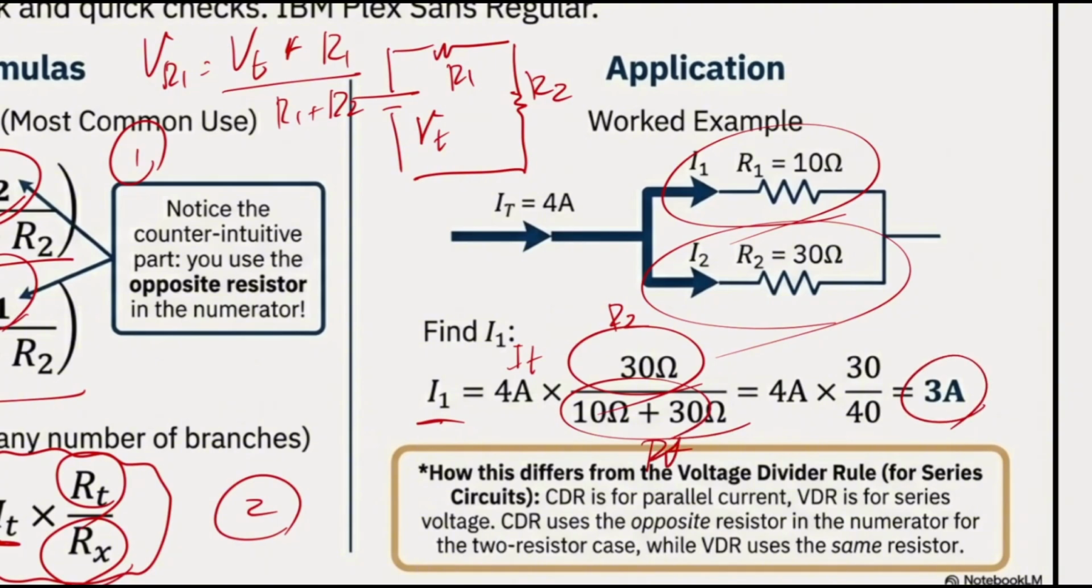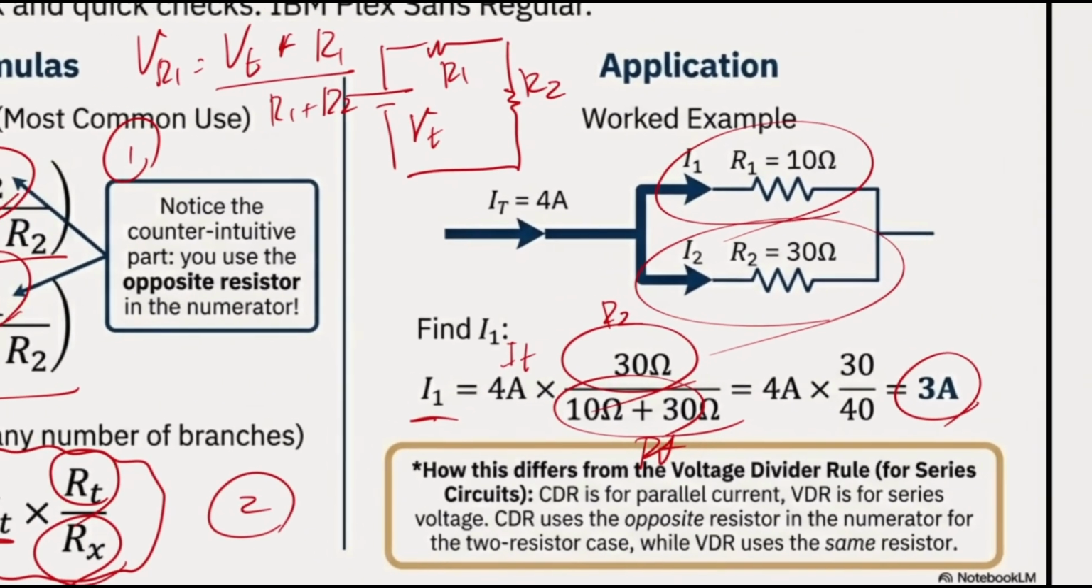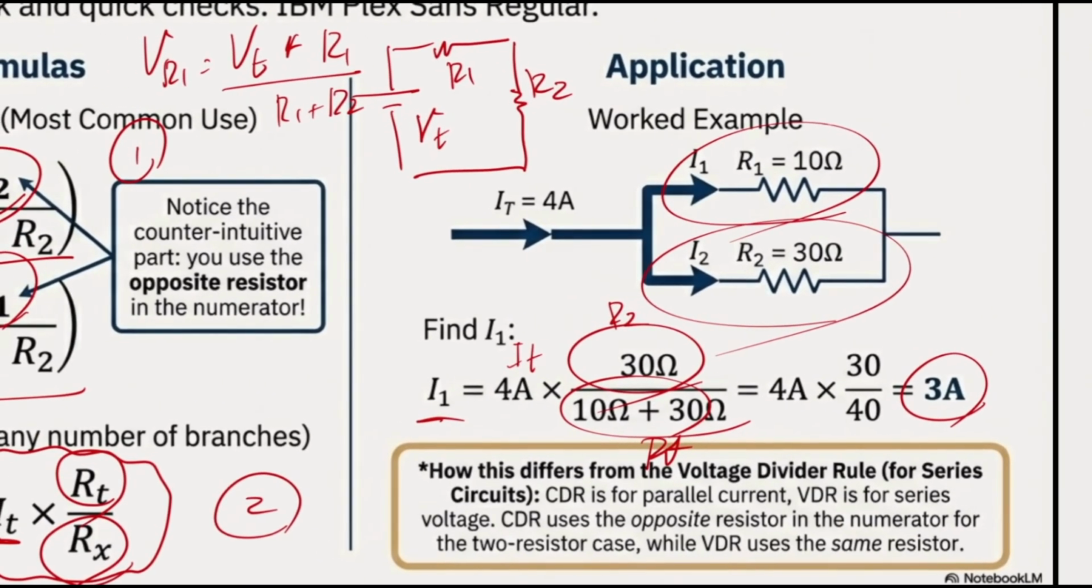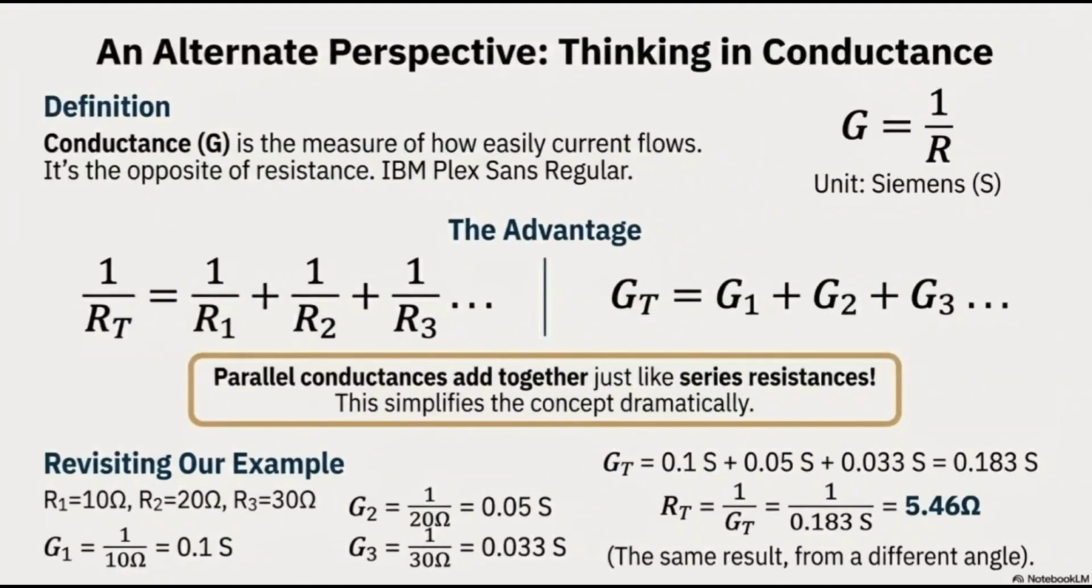If I do the same concept for another resistor, I2 is what? 1 amp, which I expected. Why? Because the path that has the highest amount of resistance has the least amount of current. If you add them up, you're still going to have 4 amp. As simple as that. So let's talk about the conductance.